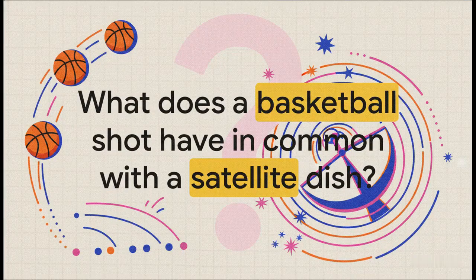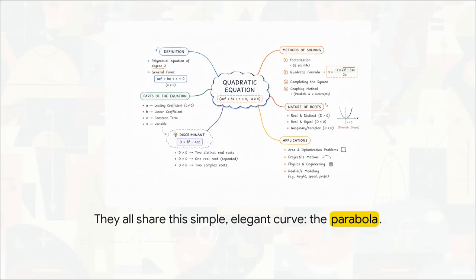So let's start with a little riddle. What in the world could a perfect basketball shot possibly have in common with one of those giant satellite dishes that beams TV into your home? I mean, they seem totally different, right? But they actually share a fundamental secret design. And the answer? It's this incredibly simple but elegant curve, the parabola. Yep, that same shape describes the path of the basketball swooshing into the net and the reflective surface of the dish. It is without a doubt one of the most important shapes in both nature and engineering.